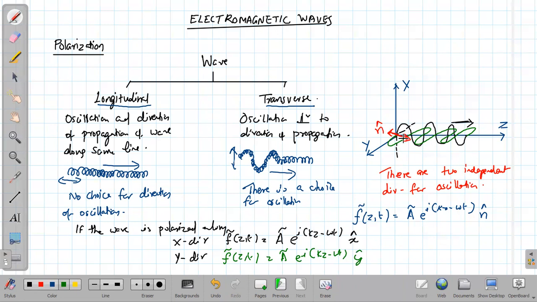Now this direction n we can resolve into two, if you want. This direction n we can resolve into an x direction and a y direction. Better we can draw it in some other way here.